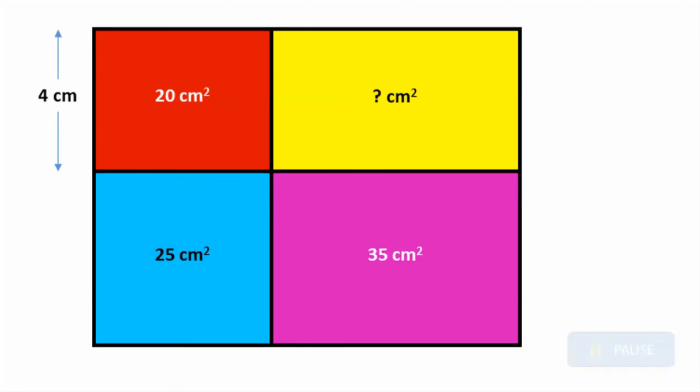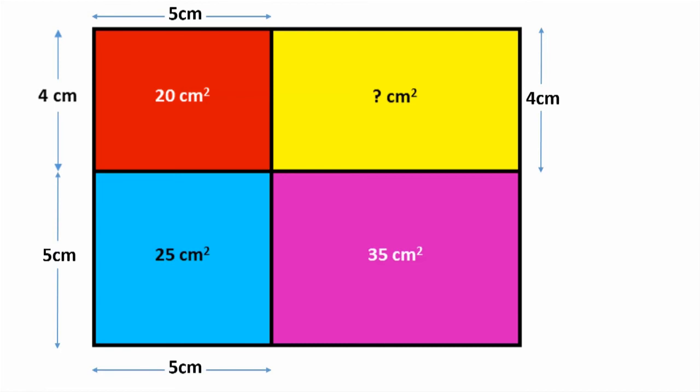Well, I can see that a yellow rectangle has got a width of 4 centimeters from the diagram, but I don't know its length. But I do know that that red rectangle has an area of 20, so its width must be 5, because 5 times 4 is 20. So if the red is of width 5 centimeters, so must that light blue one. That must be 5 centimeter width as well, and because its area is 25, if I divide 25 by 5, I'll get 5 for the length of that.